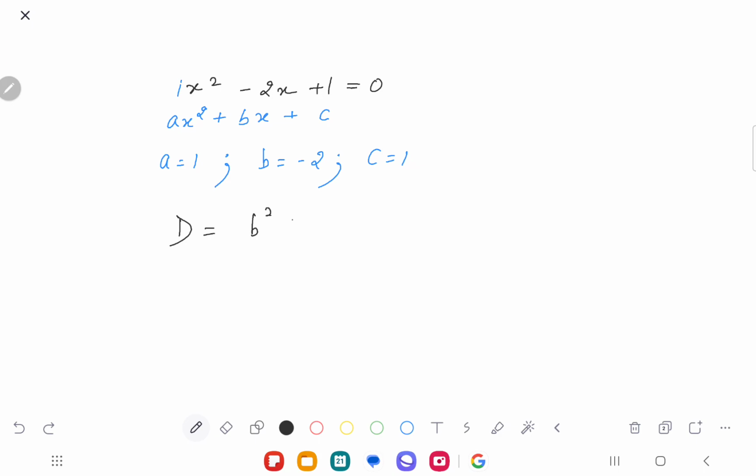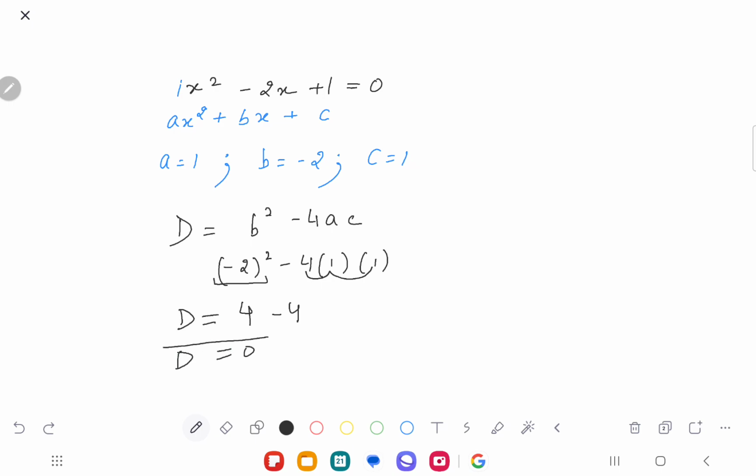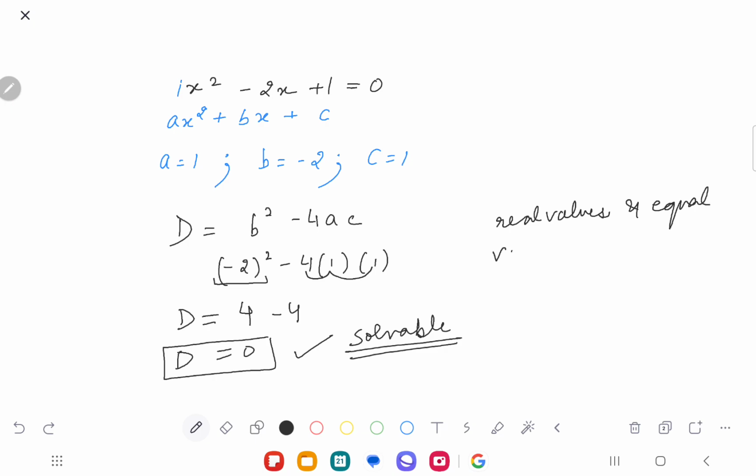The discriminant is b square minus 4ac, so -2 square minus 4ac. -2 square becomes 4, minus 4 times 1, which is 4. And the discriminant comes out to be 0. So this means that the equation is solvable, definitely. But what kind of values of x will I get? I will get real values and equal values.